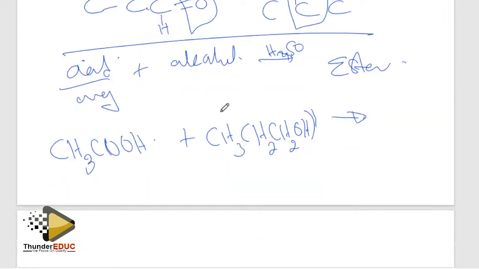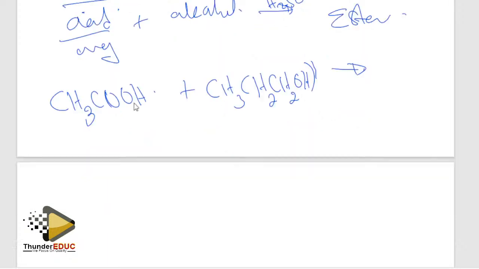So here, the one where the carboxylic acid is coming from is the one which is going to become the main chain. You understand? Here, we don't mind how many carbon atoms the alcohol has. Still, the carboxylic acid will become the main chain.